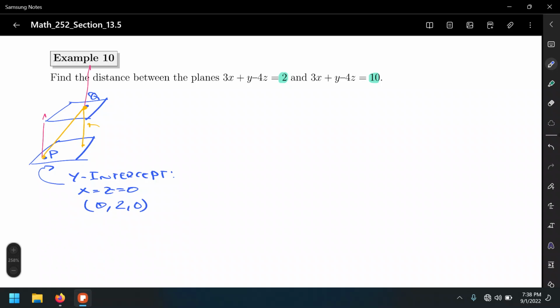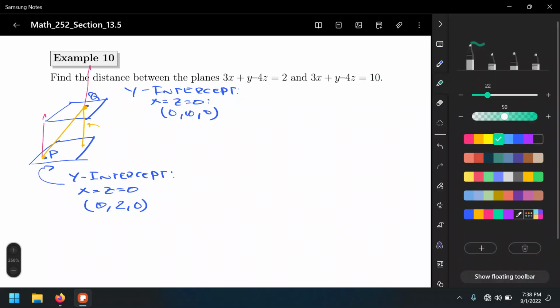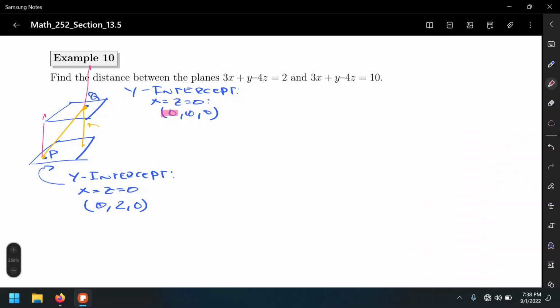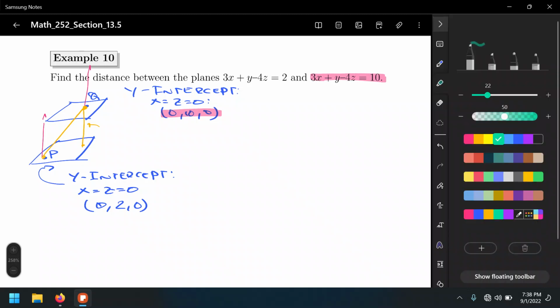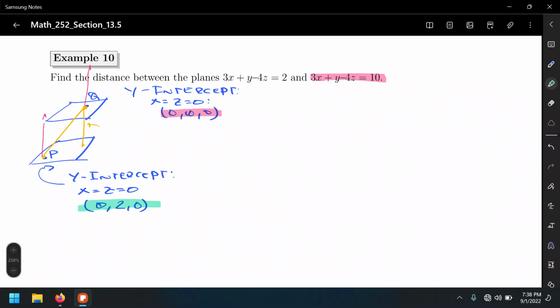What about the second plane? Find the y-intercept as well. Again, x equals z equals 0, and that's the point 0, 10, 0. All right. Let me highlight with one color each, so you can see which one is which. This one corresponds to the second plane, and this other point, 0, 2, 0, corresponds to the intercept of the first plane.